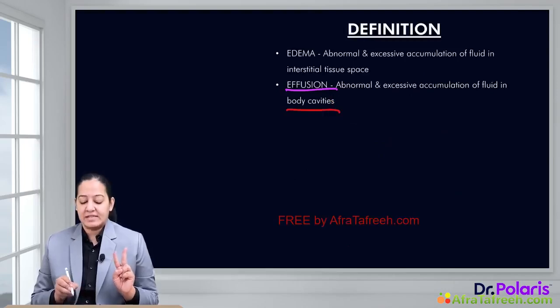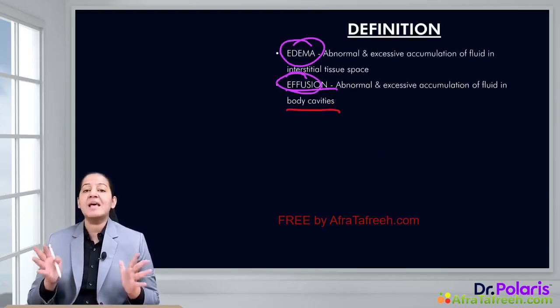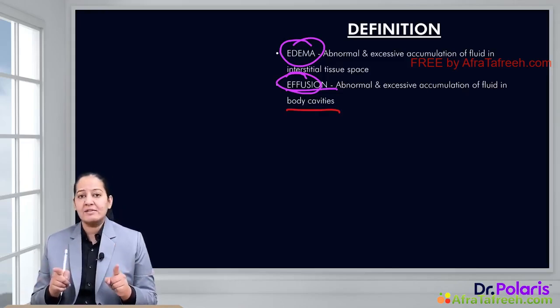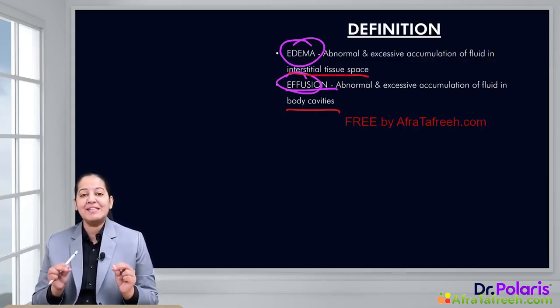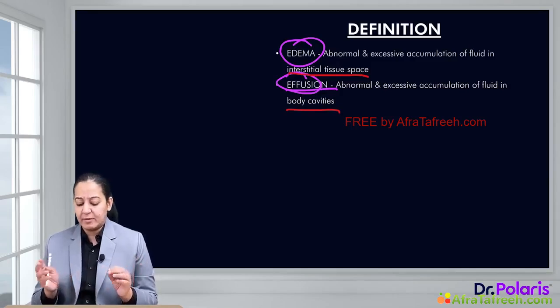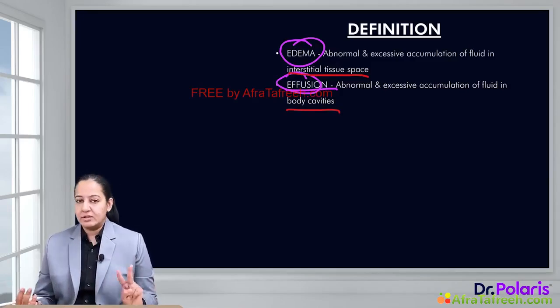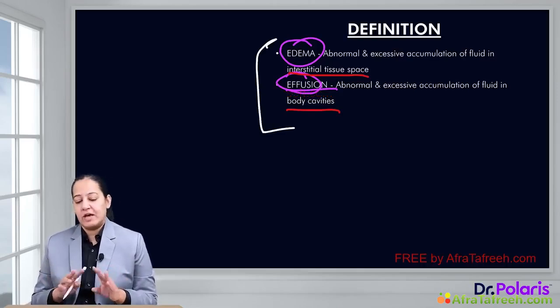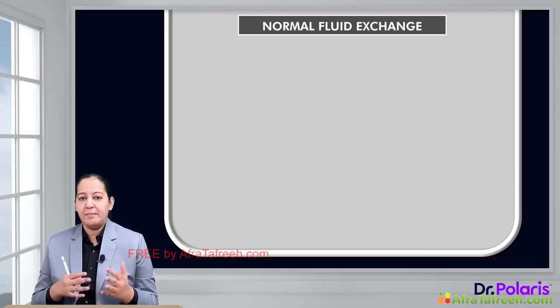So we have to understand two terms, edema and effusion. The definition of both is abnormal and excessive accumulation of fluid. If it occurs in the interstitial space, that is the space between the cells, it is known as edema. And if it occurs in body cavities, it is known as effusion. We will understand both of them because the pathogenesis of both is the same. So let's start the pathogenesis of edema and effusion.